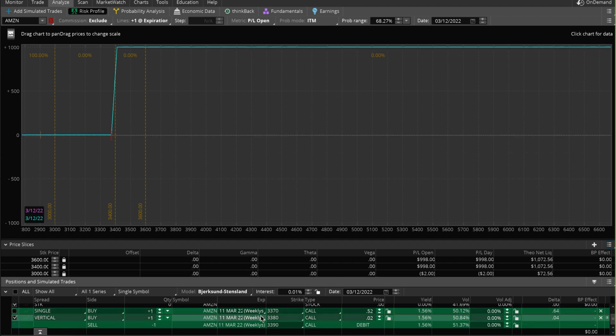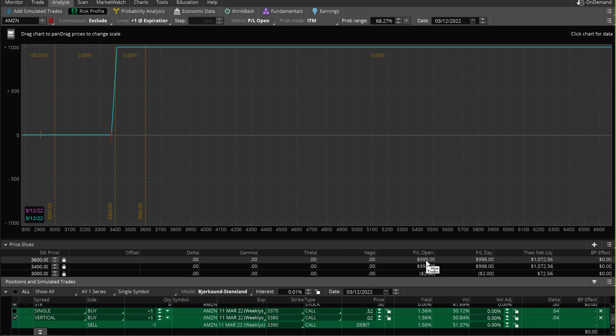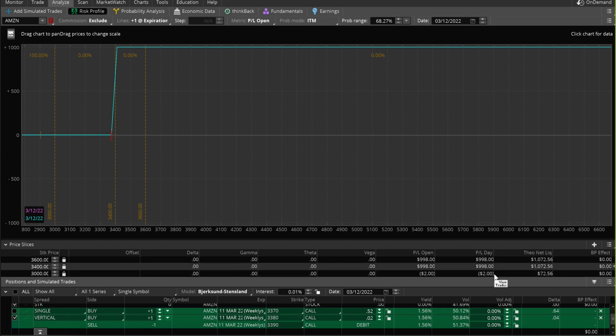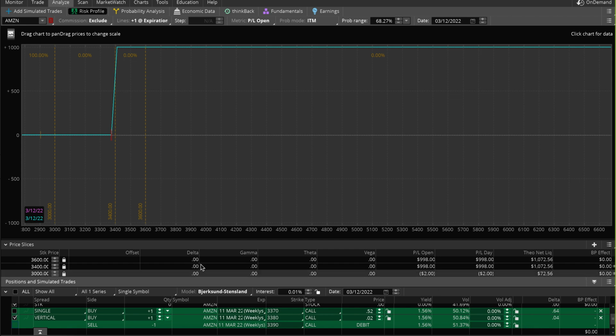Then we show it with the vertical spread. For that $2 we put in, if Amazon did go crazy, the max profit we would net would be about $1,000, which would still be very significant, even more significant percentage-wise, because we would have only put in $2. That would be our max profit, and our max loss would be $2.